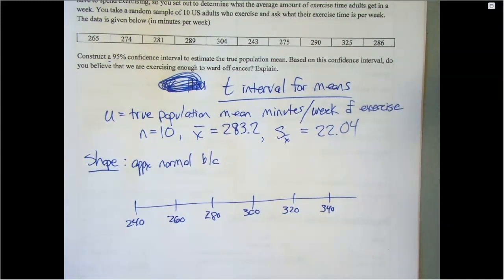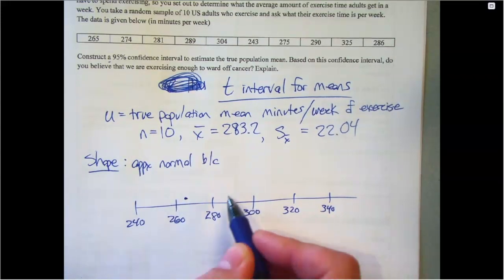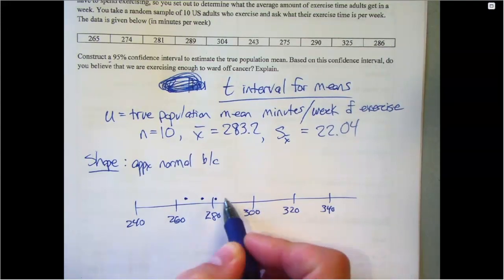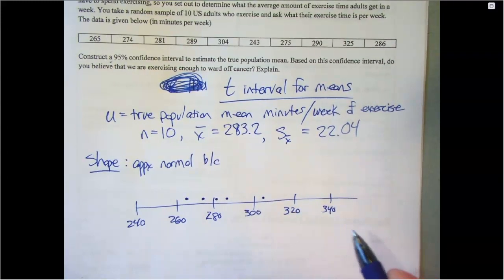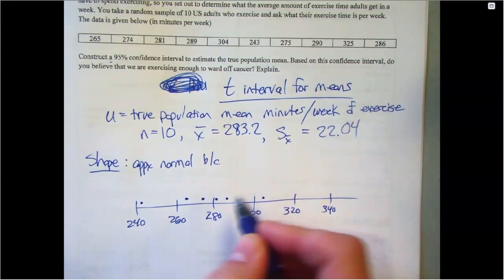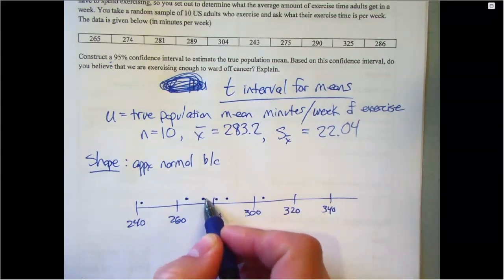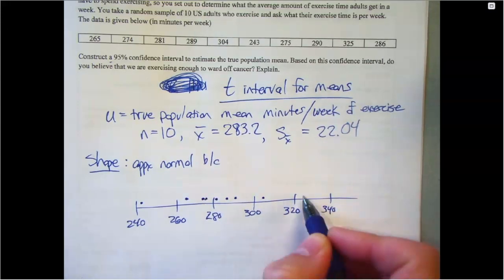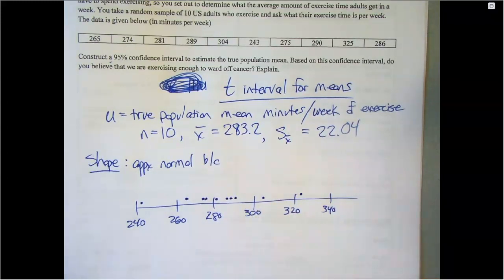So every point you see, put a dot approximately where that would be. So like 265 is here. 274 is about there. 281. 289. 304. I'll stop saying all my numbers. 275. 290. 286.